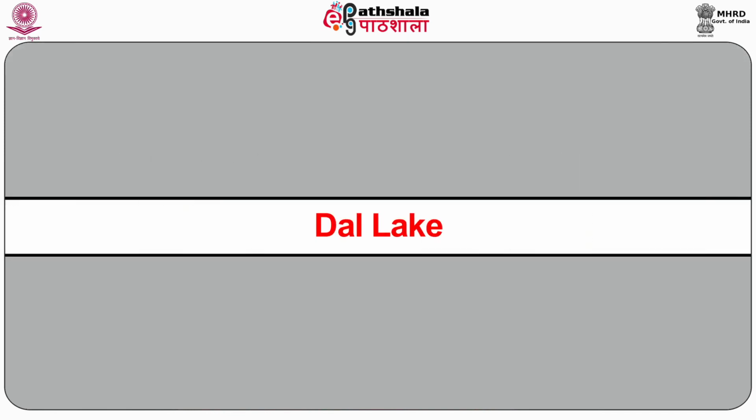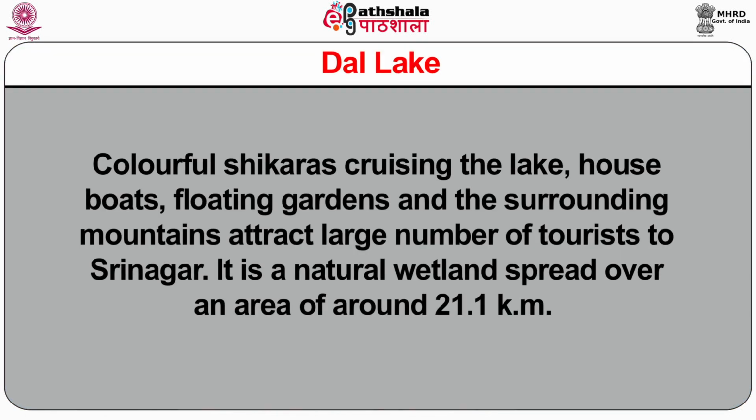Dal Lake. It is also called the jewel in the crown of Kashmir due to its importance in tourism. Situated in Srinagar, this lake is historically important as well, as the Mughal emperor constructed the gardens Shalimar Bagh and Nishat Bagh on its banks. Colorful shikaras cruising the lake, houseboats, floating gardens and the surrounding mountains attract a large number of tourists to Srinagar.